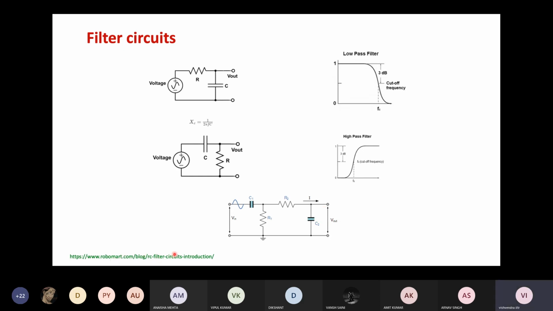So at this link you can find more about RC filter circuits. This is also available in many standard textbooks, so you can figure that out. So in order to make a band pass filter, we just need to design the cutoff frequencies of these two filters such that the cutoff of the high pass filter is less than the cutoff of the low pass filter. Okay, that way only the band pass will be allowed through this circuit. So just go to this link and you can find more about it.